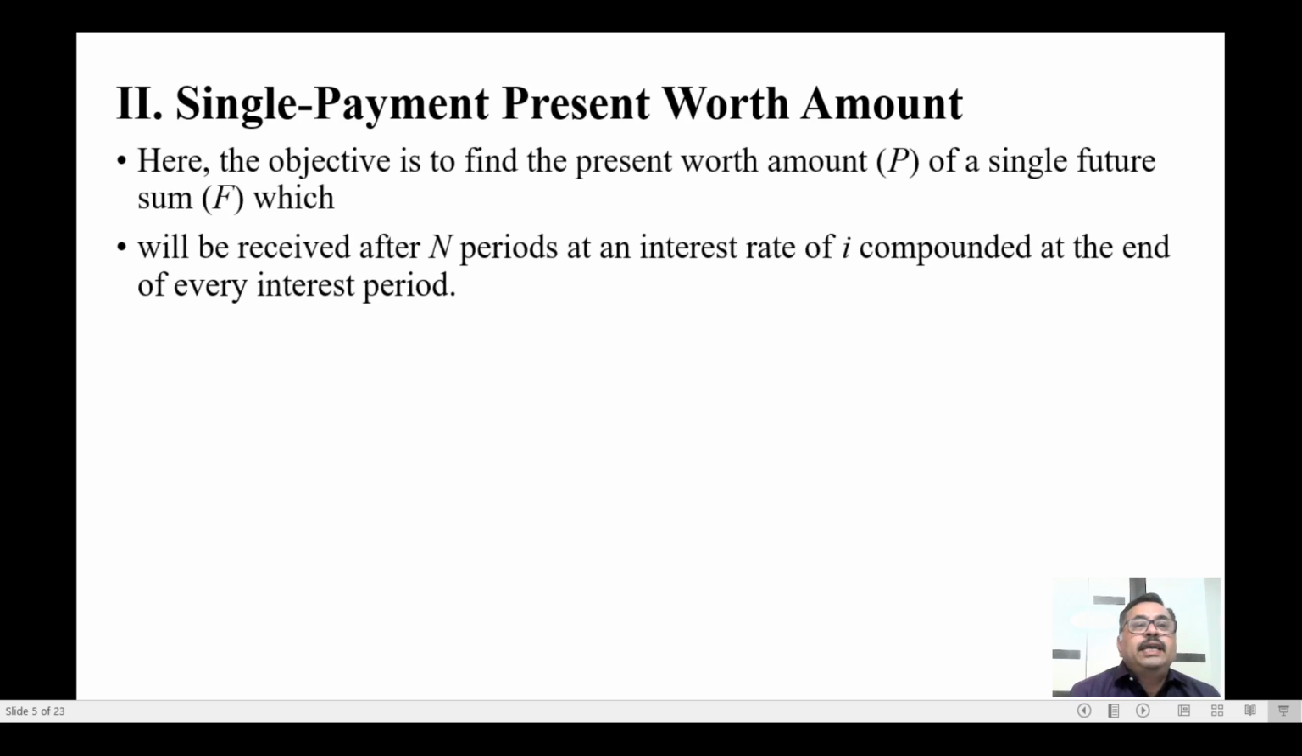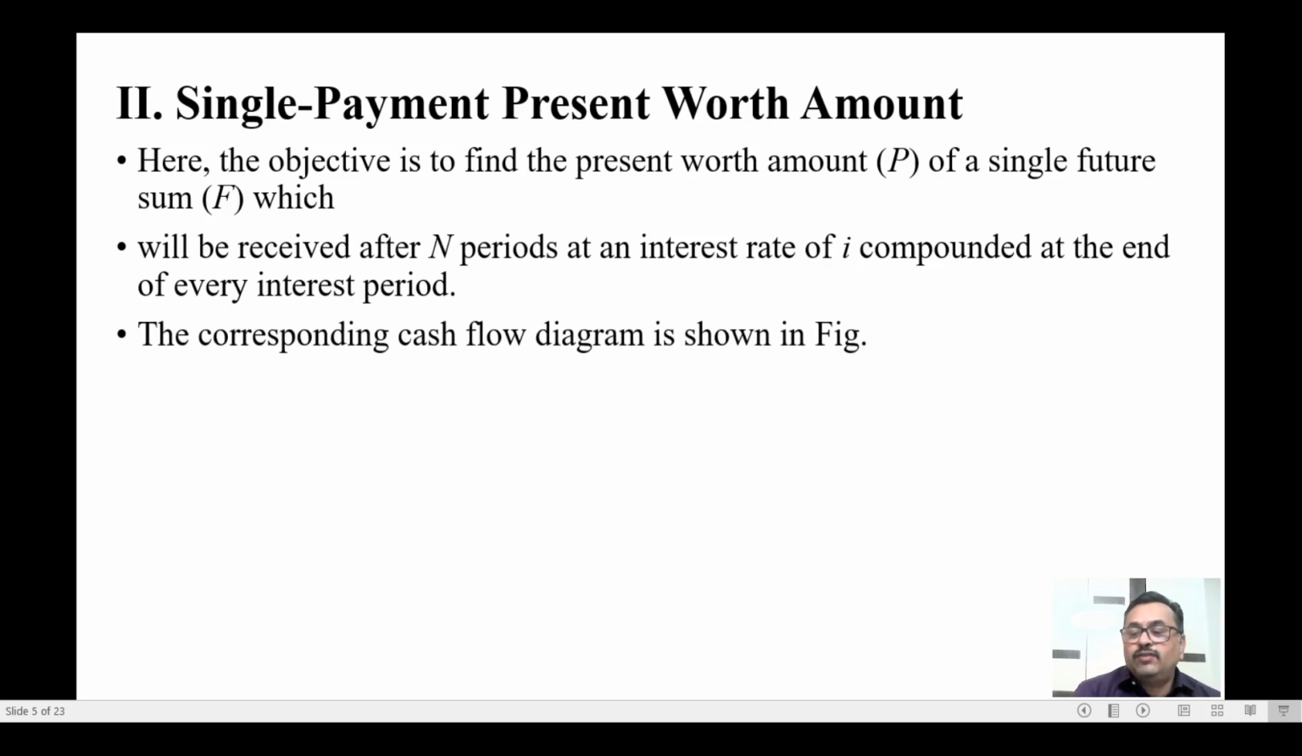Once again, we will take up the next problem and discuss it there also. It is the single payment present worth amount that we will be calculating here. That is the second type that you have. In the second type, the objective is to find the present worth, that is, we have to find P. But we know F, the future sum. That means after 10 years I will get 10 lakh rupees. What is the present value of that money? That we will be calculating. We will know N, the time period, and the interest rate compounded annually.